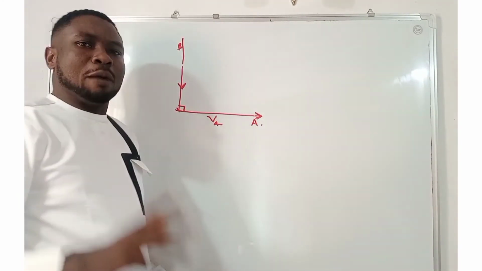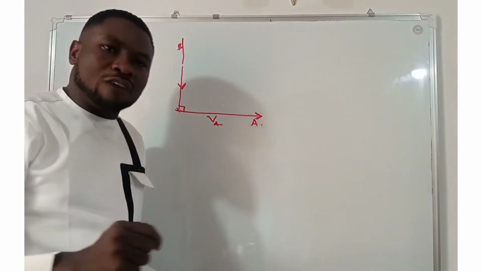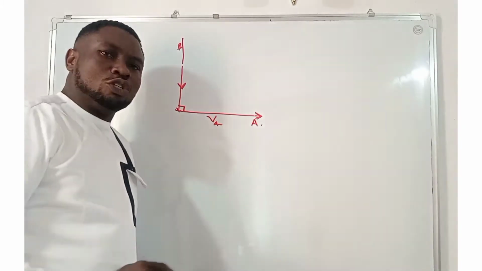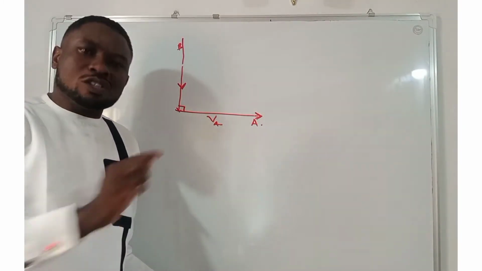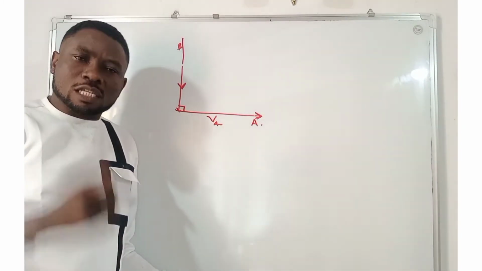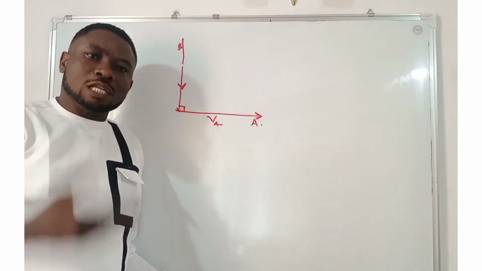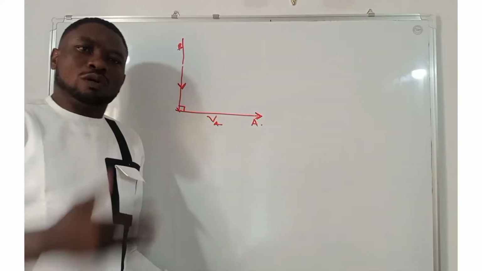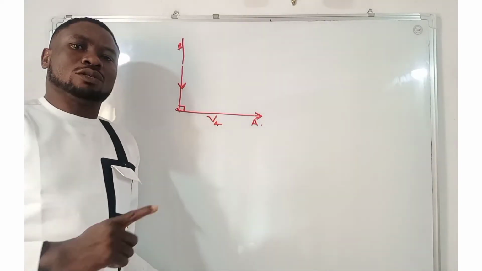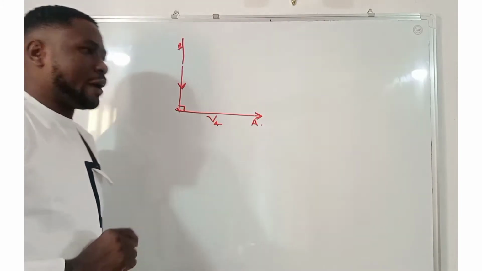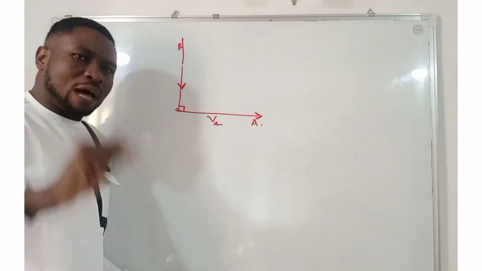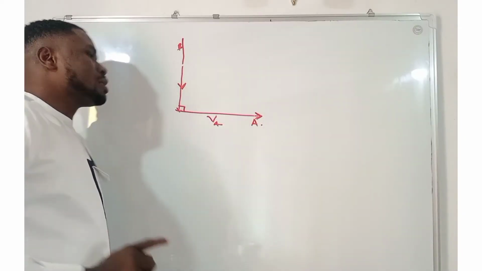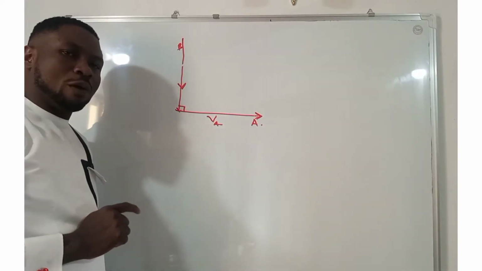I did say in my previous videos that once you have a vector problem, the first thing you need to ask yourself is, what system of vectors are you dealing with? Is it perpendicular vectors? Is it parallel vectors? Is it inclined vectors? So in this case, it is perpendicular vectors. I repeat again, what makes it a perpendicular vector is that the two vectors are meeting at a point such that an angle of 90 degrees is formed between them.